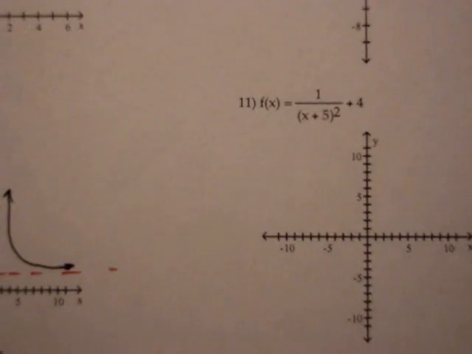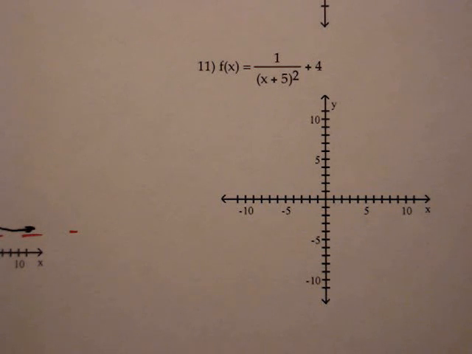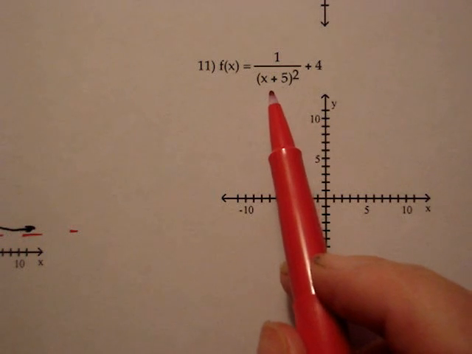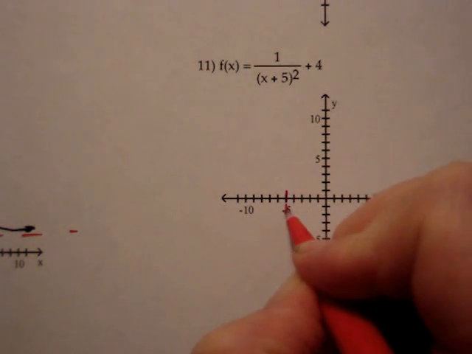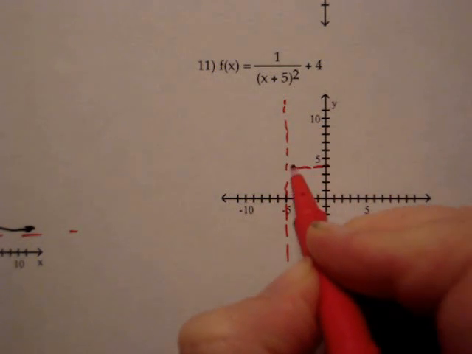You guys can finish the rest on your own. So this time I'm starting with the basic graph of 1 over x squared. Now both the pieces are above the x-axis to start, but those dotted lines are in the same place. This time it's been shifted left 5, and up 4.